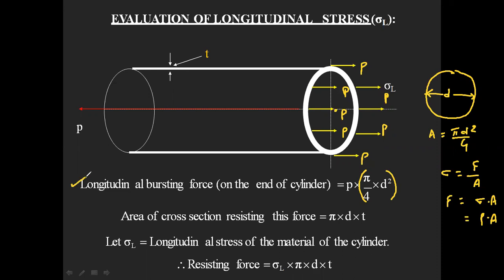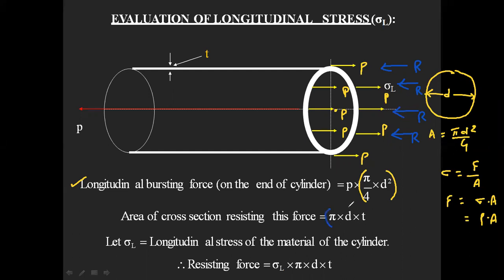This is the bursting force. To resist the bursting force, the opposite force should be there. Your resisting force should be in the opposite direction, so it should be in this direction, isn't it? So this is your resisting force. How should the resisting happen? Your resisting should happen in terms of pi into d into t. So this is your cross-sectional area. The resisting force cross-sectional area is pi into d into t.